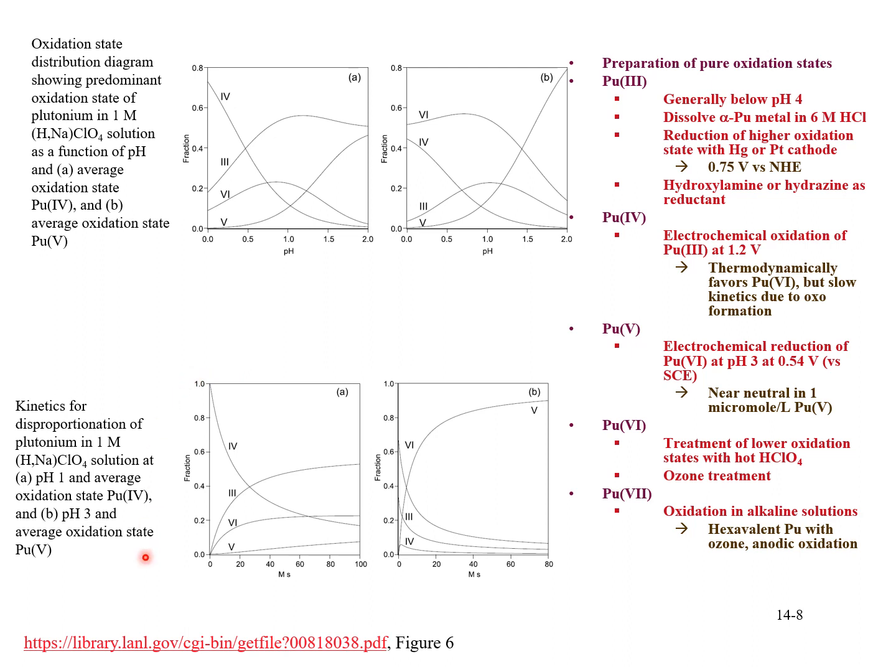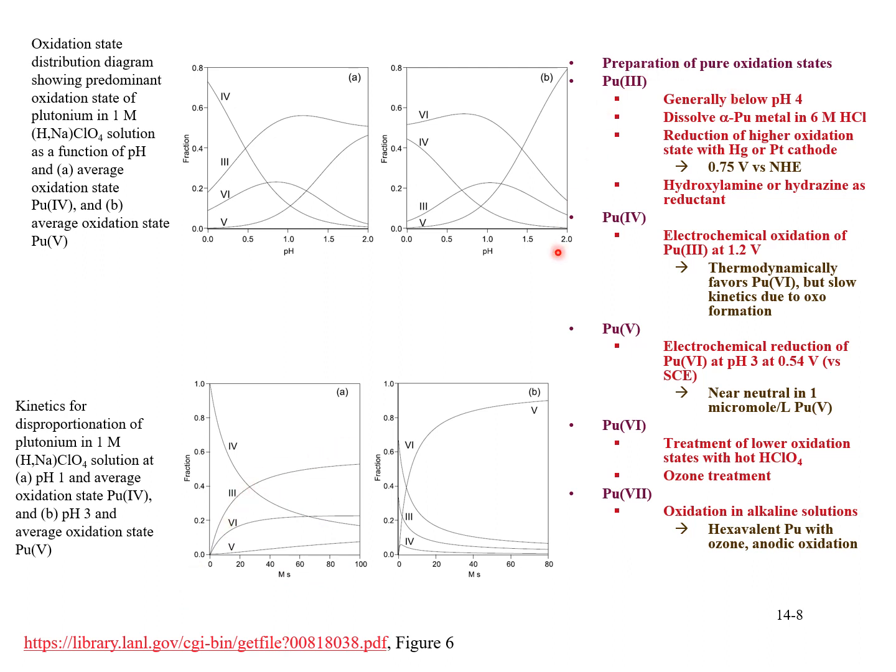And here's an example of the kinetic influence, starting at either pH 1, an average oxidation state of 4, or pH 3, an average oxidation state of 5, and how the mole fraction changes as a function of time in seconds, so concentration and time coupled together.